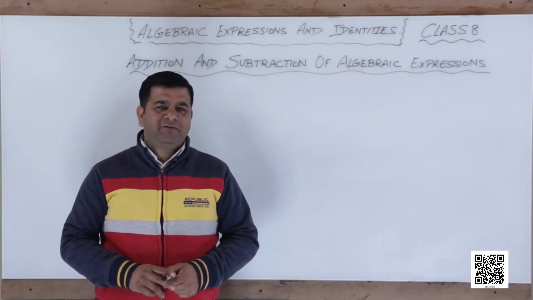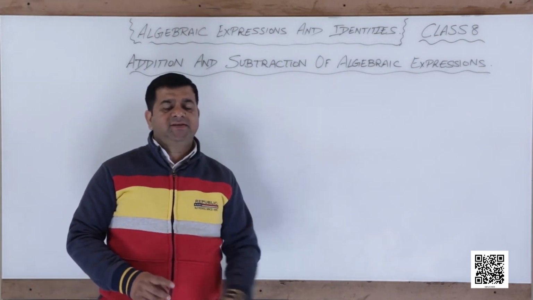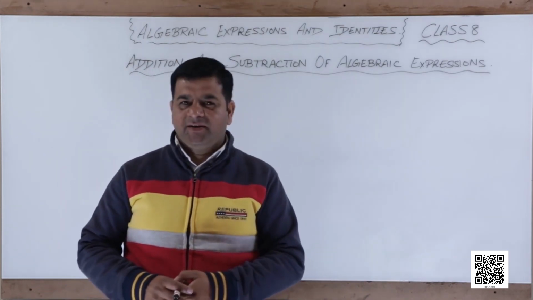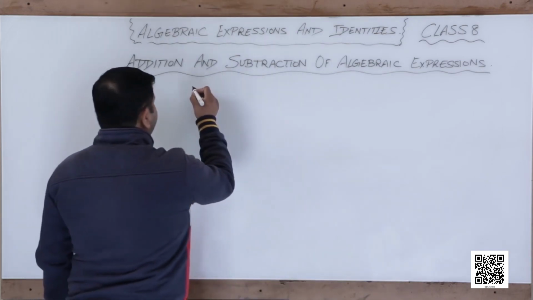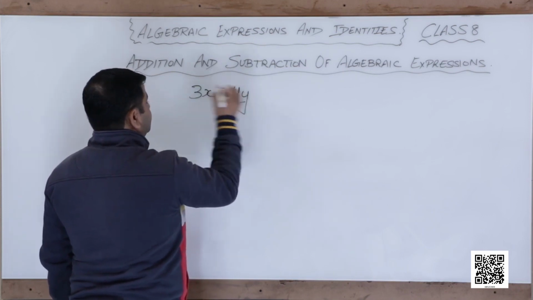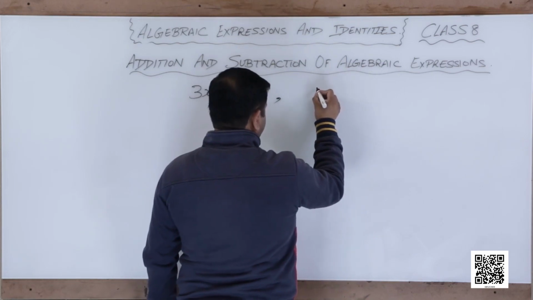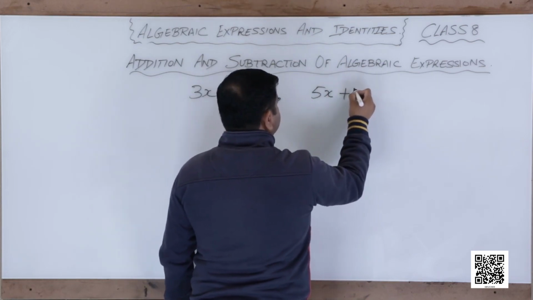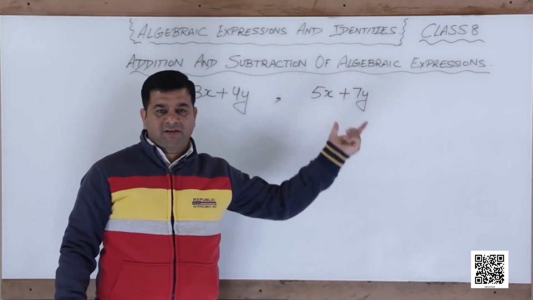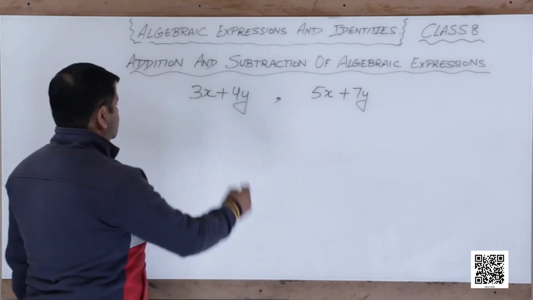Students, now we will study addition and subtraction of algebraic expressions, that is how two expressions can be added or subtracted. Let's see. Suppose we have an expression here, 3x plus 4y, and there is another expression here, 5x plus 7y. Now these are two different algebraic expressions and we have to add them. We have to find their sum. So what will we do?